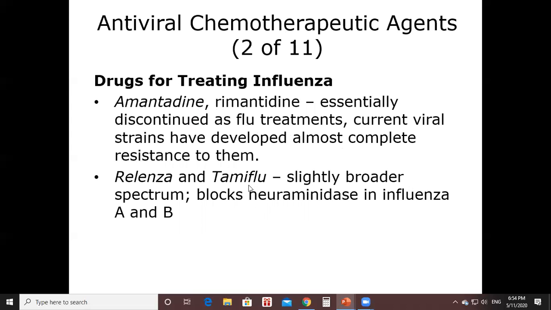So we have what they call Relenza and Tamiflu. They're slightly broader spectrum. They block neuraminidase in influenza A and B.